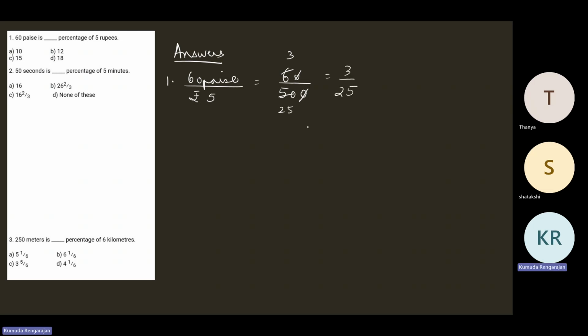So for the first one, as a fraction, it is 3 by 25. You need to multiply by 100 to convert it to percentage. So the answer is 12%.